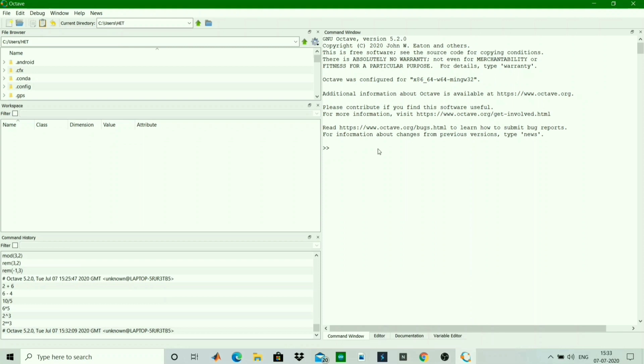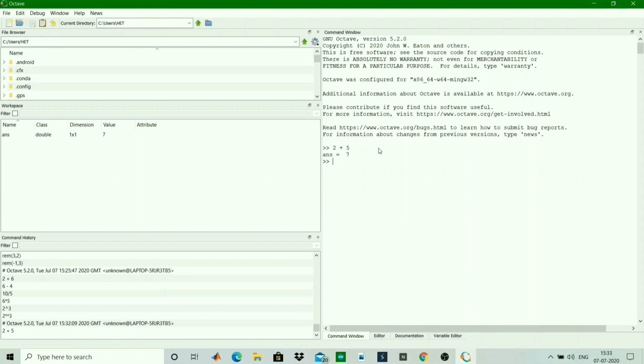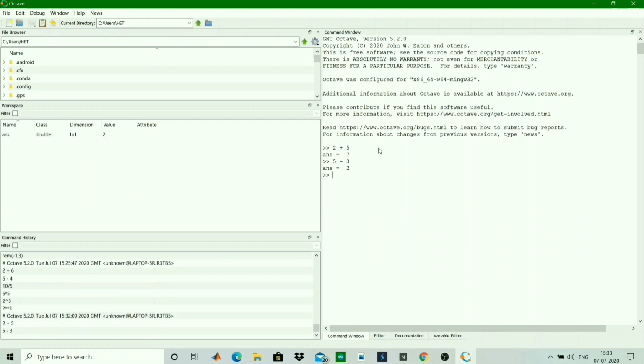For example, let us first consider the addition operator. 2 plus 5. The answer is 7. So you see that by using the plus sign, we add two numbers. Let's now see subtraction. 5 minus 3. Hitting enter, we see that 5 minus 3 gives 2. This is the subtraction symbol or subtraction operator.